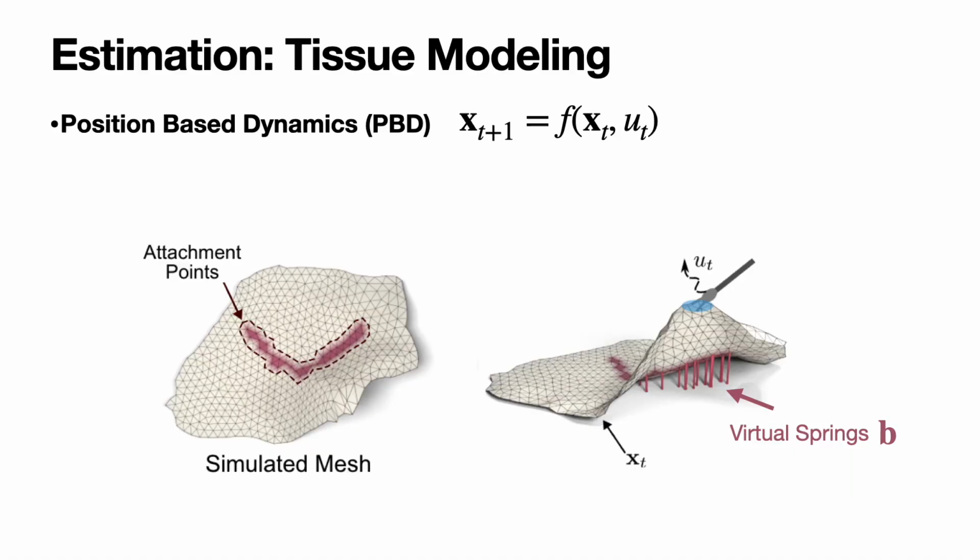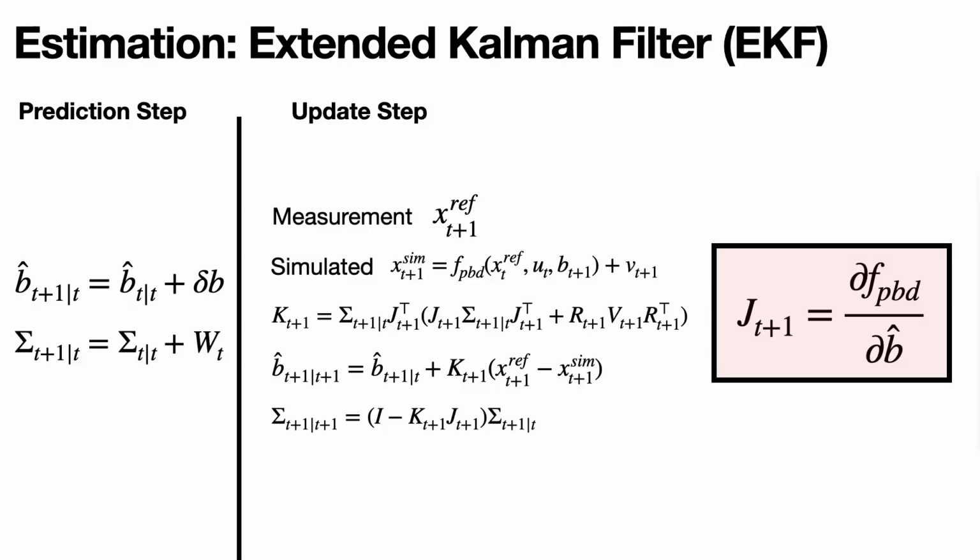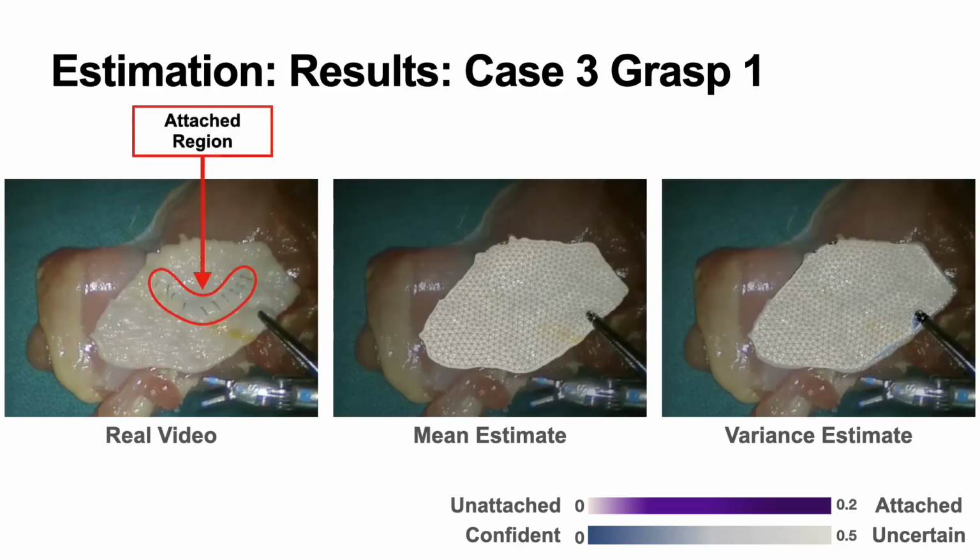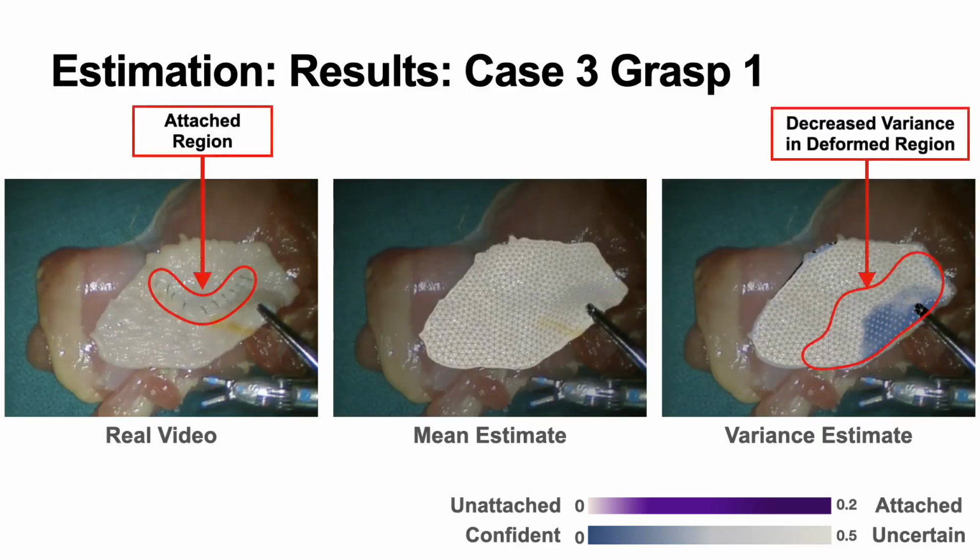Our method leverages a fully differentiable PBD simulator. We model our boundary attachments as springs of varying strengths that attach the tissue to virtual particles that are fixed in the environment. We use an extended Kalman filter to probabilistically track these boundary attachment parameters. The key component of computing these updates involves computing the Jacobian matrix, J, which we efficiently compute by leveraging our differentiable PBD simulation. We demonstrate our estimation method on real-world experiments.